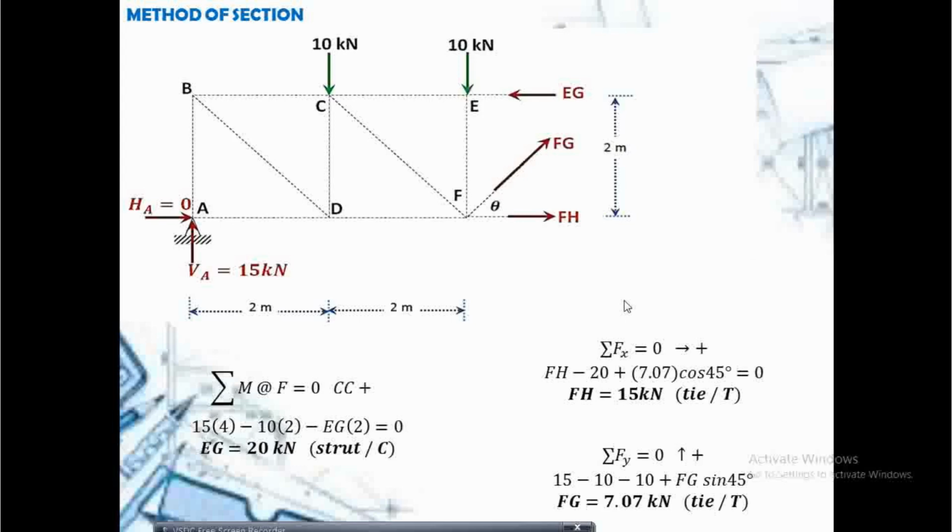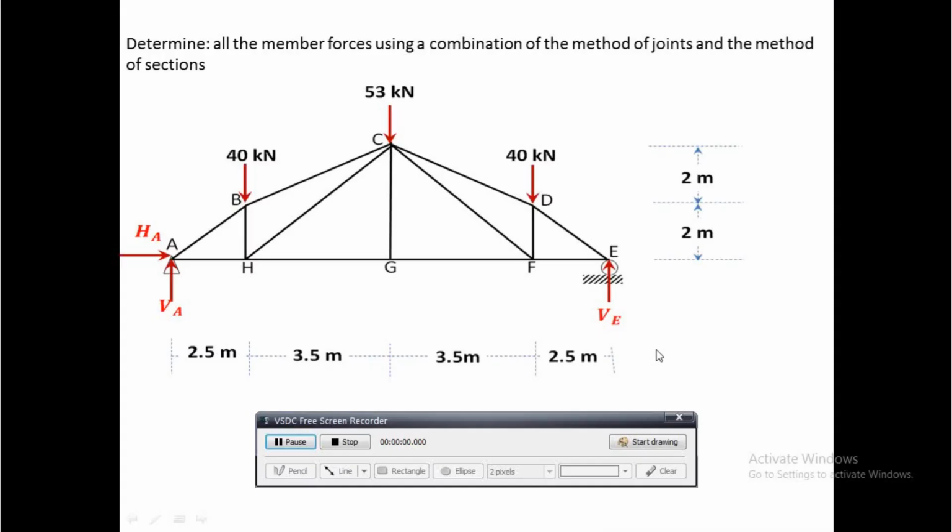Again, sa method of sections, pag nag-cut kayo ng plane, make sure na as much as possible, stable pa rin yung structure nyo. In this case, nag-cut ako kay EG, FG, and FH, kaya pa rin tumayo nung truss. Ayan. So again, pili kayo either right or left nung na-cut nyo. Basta ang importante doon, yung mga sign conventions ninyo.